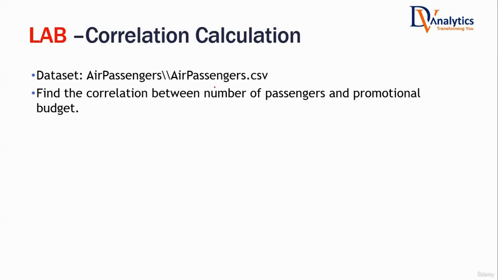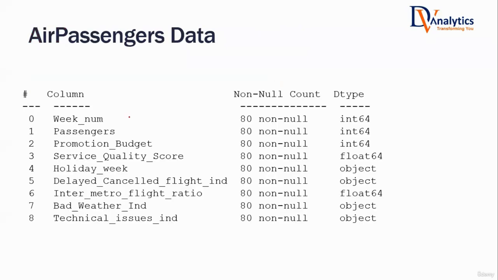This particular data set was given by some airline company. They have gathered nearly 1.5 years of data, and they have given us this data set. This is how the data looks like. This is the info of the data. So week on week for 80 weeks, more than 1.5 years, they have gathered the data. This is a real data set.